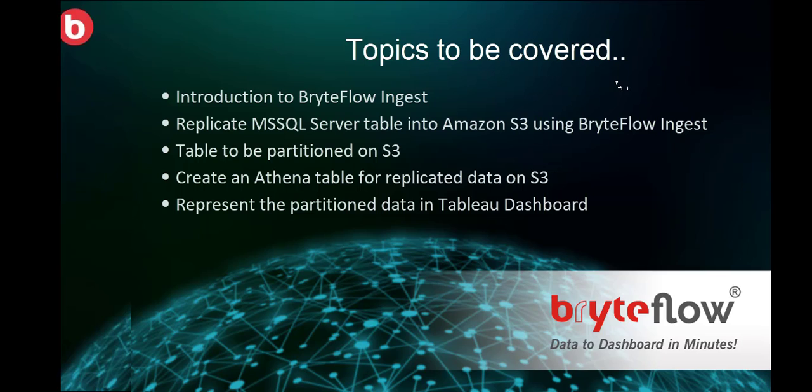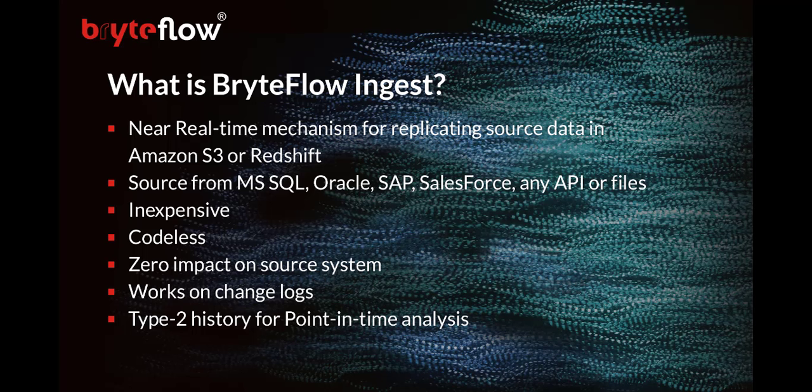Here's a quick rundown of what we're going to be covering today. First of all, we're going to be using BrightFlow Ingest to replicate some data from an MS SQL database up into Amazon S3. We're going to partition that data to make it easier and faster to access. We're going to create an Amazon S3 table on top of the S3 data. And then finally, we're going to create a simple dashboard to review the partition data. Okay, let's get started.